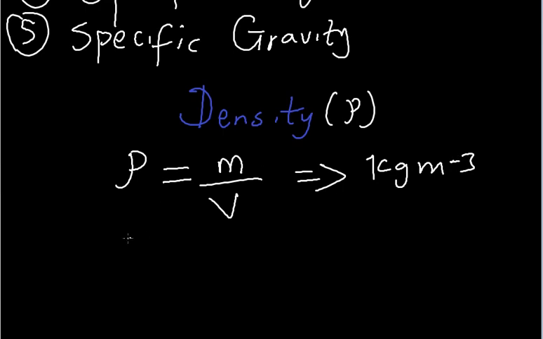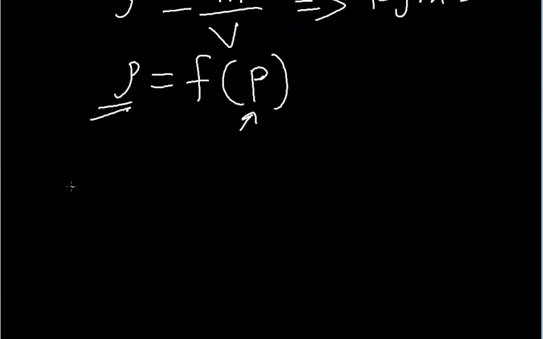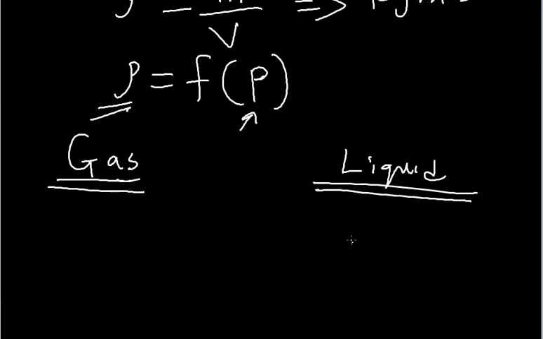Now let's compare the density of gas and of course liquid. Before then, the density of a fluid is a function of pressure, which simply means that as the pressure of that fluid changes, the density changes. So pressure has the ability of increasing or reducing density. But comparing the density of gas and liquid, you discover that the density of gas will always be less than the density of liquid.